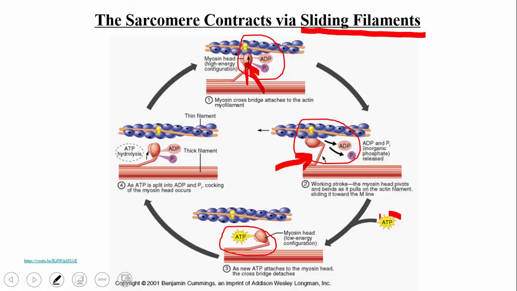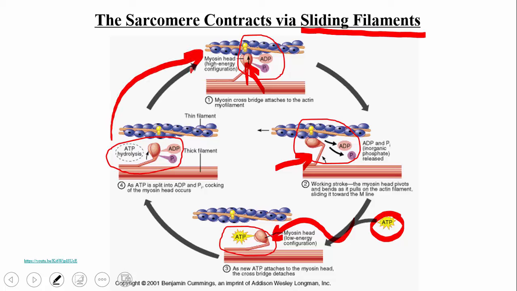So you need this ATP to come in here to attach to this myosin head to release the head. That's what step three is, the releasing of the head. Okay. Step four, the ATP is split into adenosine diphosphate and inorganic phosphate. And what this does is something called cocking the head. The head's going to cock, and the head's going to reattach, right? And you return to step one. So that's sort of the whole procedure there.